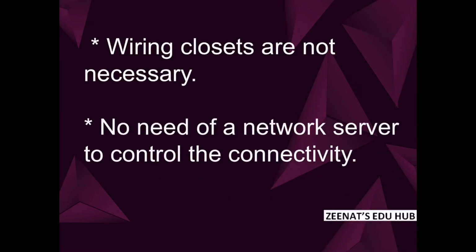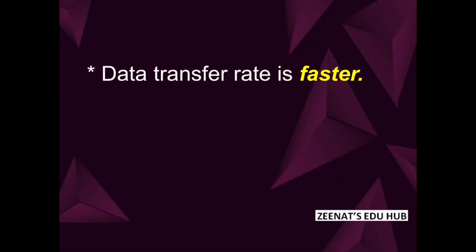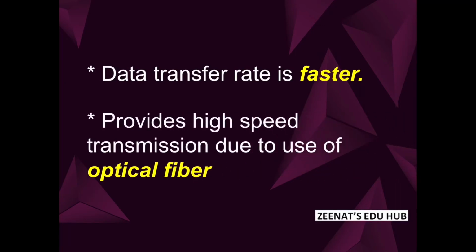There is no need for a network server to control the connectivity between clients or workstations. Data transfer rate is faster in ring topology as it connects the cable between two computers only. And the last one, data is transmitted in one direction only, so it uses optical fiber for transmission of data, which provides high-speed transmission.